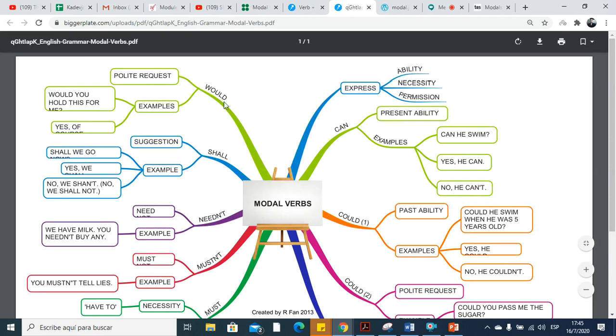On the right side, we have would, as I said, and then we have shall. Shall is similar to should, but it's more like a suggestion. Like it says in here, shall we go? Let's say it just said, shall we go now? Yes, we shall. Or no, we shan't.